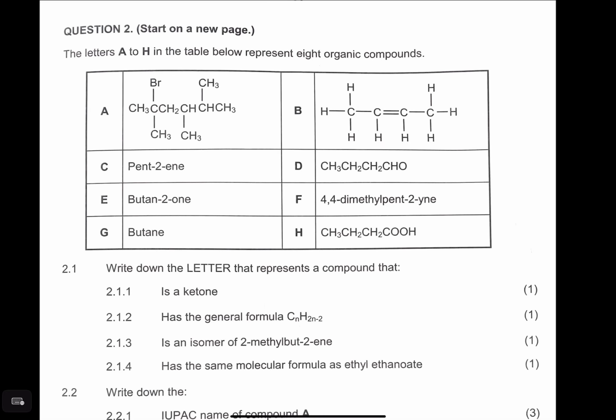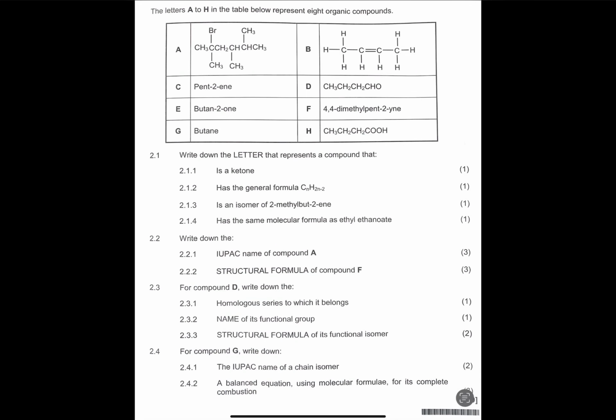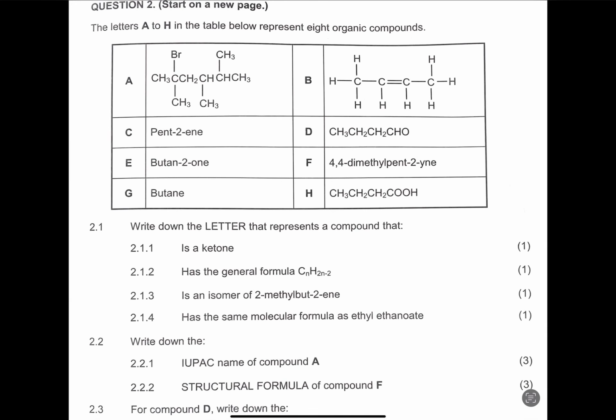All right, so let's look at organic chemistry together. They say write down the letter that represents the compound. So in this case, we've got compounds A up until G. If I look at compound A, you can see that's a haloalkane. We can see we've got a bromine there. I'm just going to try and move that so that I can annotate.